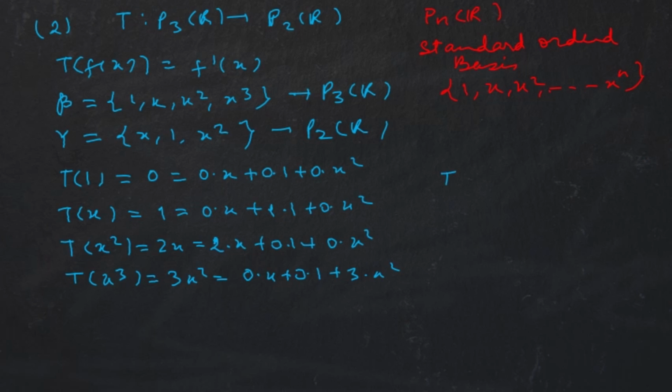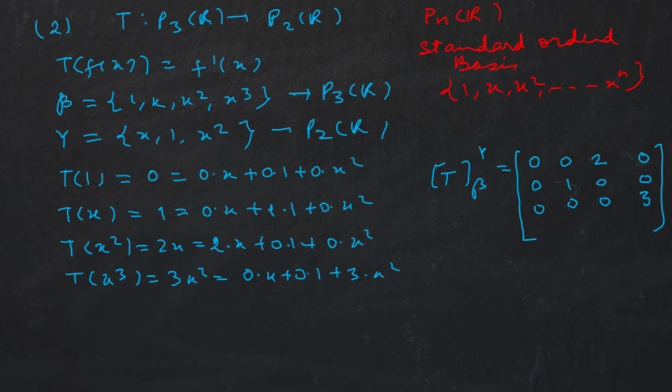Now the matrix [T] beta gamma, how do we write it? The first column will be the coordinates corresponding to T(1), the coefficients corresponding to T(1). So it will be 0, 0, 0. The second column would be the coefficients corresponding to T(x). So it will be 0, 1, 0. Third column would be the coefficients corresponding to T(x squared). So it would be 2, 0, 0. And the fourth column corresponding to T(x cubed) would be 0, 0, 3. So this is [T] beta gamma.